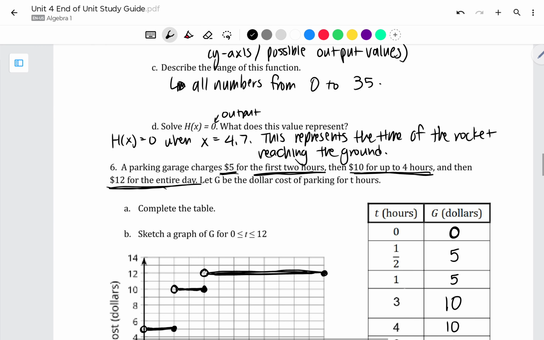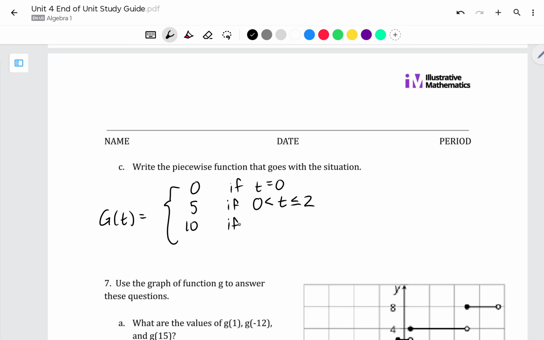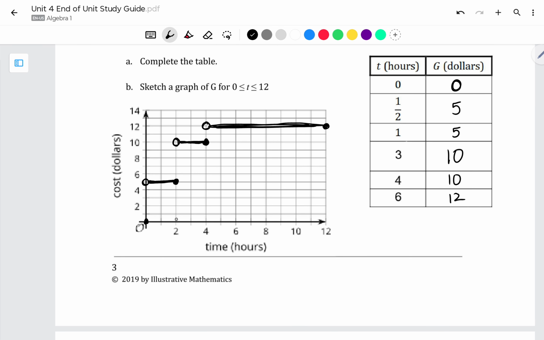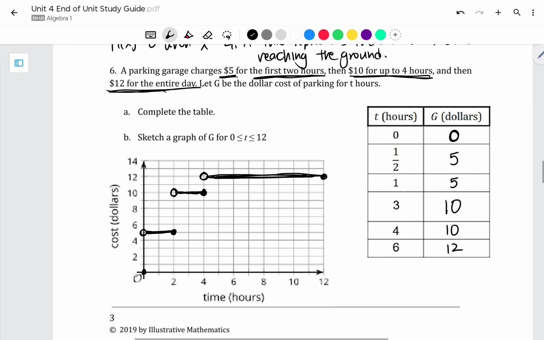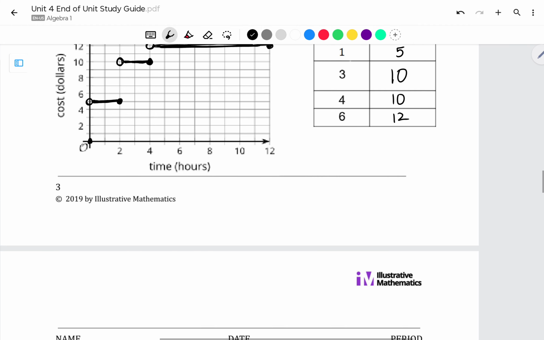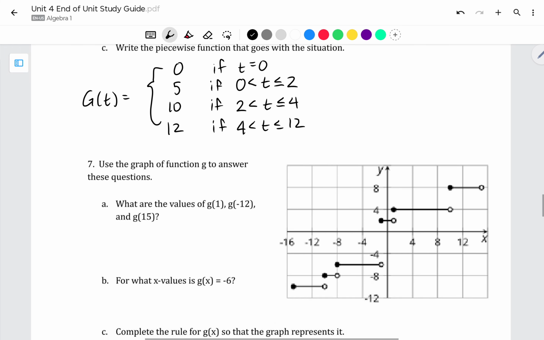From 2, it jumps all the way up to 10, from 2 to 4. So 10 if 2 is less than T and T is less than or equal to 4, because 2 is right here. The output is $10. The ticket costs $10 as soon as it passes 2, all the way up until 4. And then the last one is 12. It costs $12 if T is greater than 4 and less than or equal to 12. That's it.